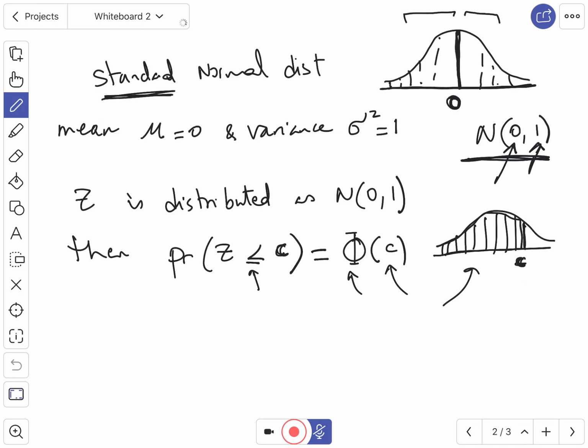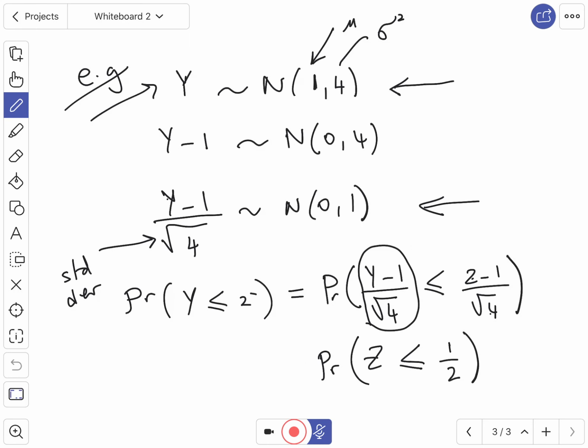If you go back to our first slide, we said if I have a question about the probability less than or equal to a certain number c, then I can make a shortcut and write it as phi of c. So that means I can always say, okay, this is phi of half or phi of 0.5. And then I can start looking at the standard normal table.